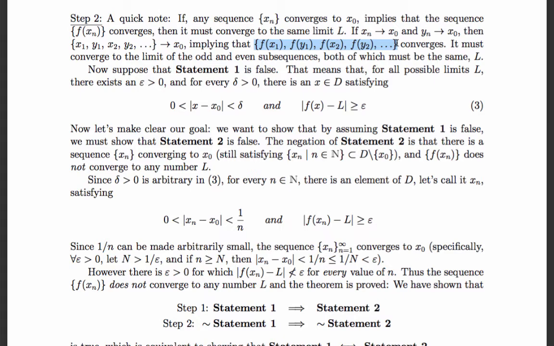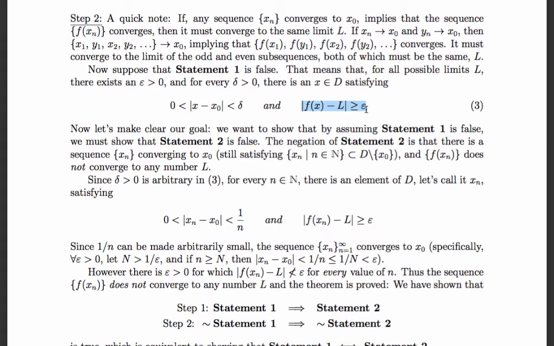Okay, now that we got that out the way, let's suppose statement 1 is false. Right? In other words, f has no limit at x naught. For all possible limits L, there is an epsilon greater than 0, and for every delta greater than 0, there's an x in the domain that satisfies both this statement, x is within delta of x naught. However, f of x is at least epsilon away from L.